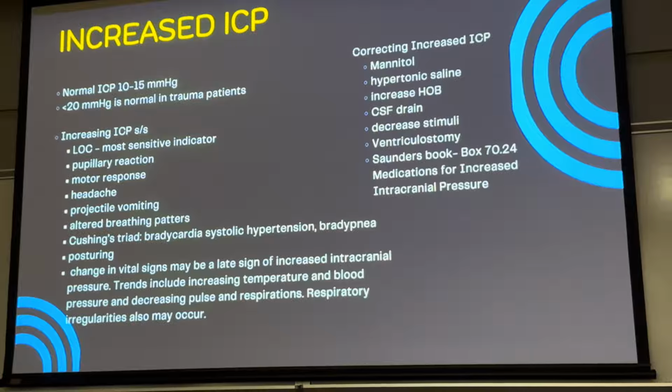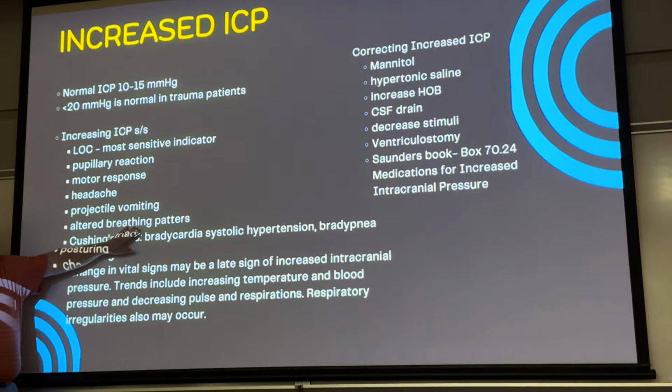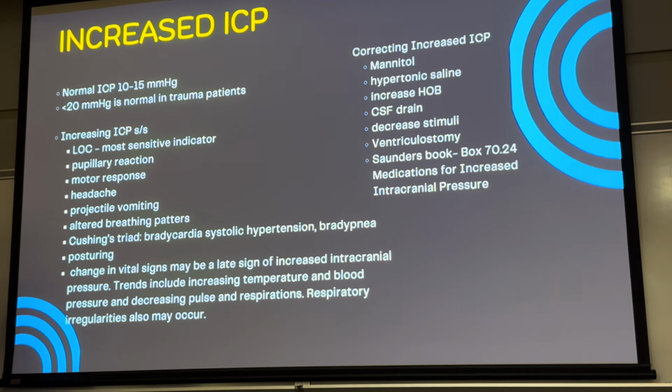We got headaches in there, projectile vomiting. I should say all through breathing patterns. So you'll have something like a Cheyne-Stokes type of breathing, or the pregnant lady breathing, if you want to think about it that way.